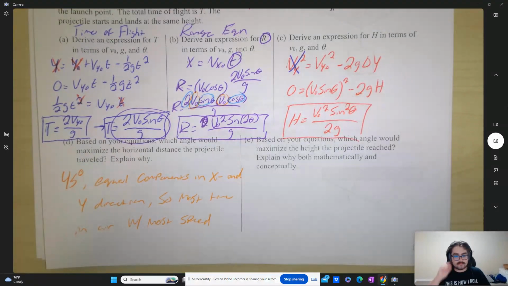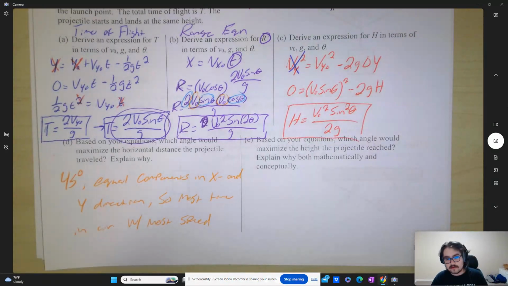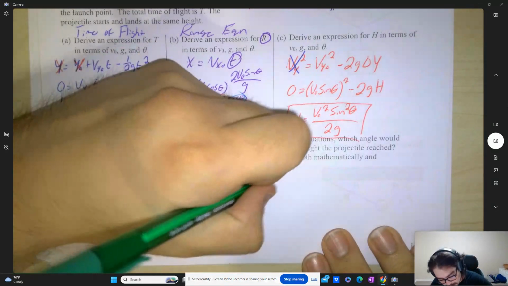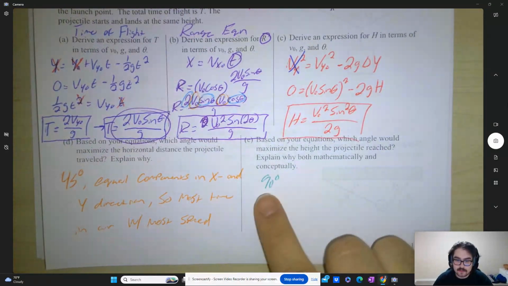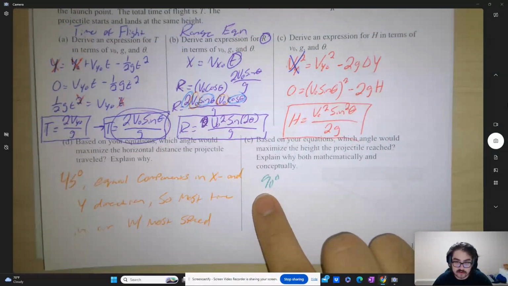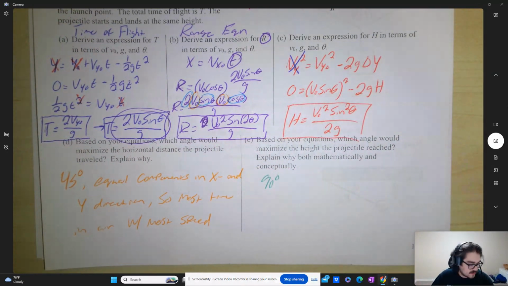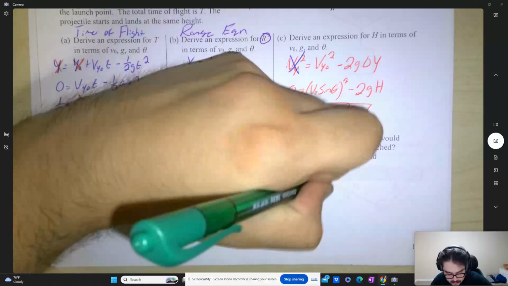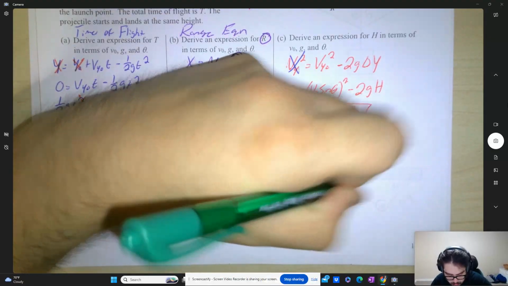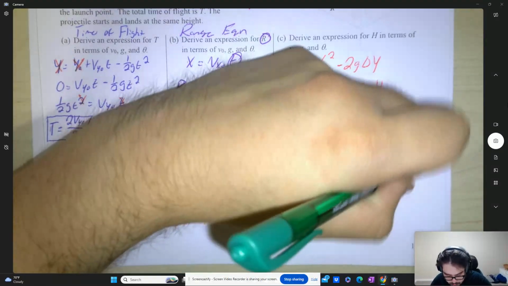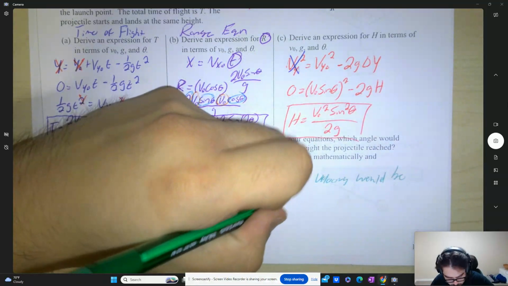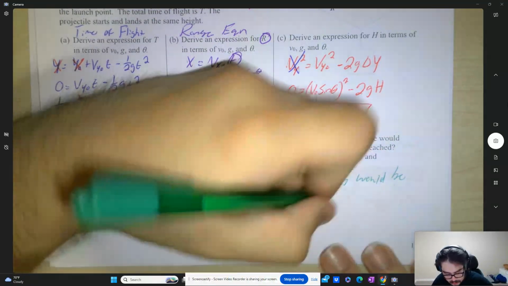And then which angle would maximize the height? Well, to maximize the height, it would literally be 90 degrees. And yeah, that's a stupid idea. You don't want to launch your projectile at 90 degrees because that's just straight up. It's not really going to do anything. But then all velocity would be vertical, so it goes highest.